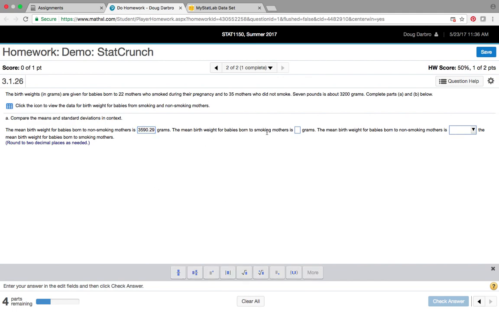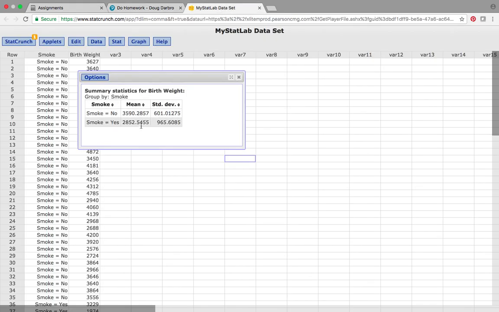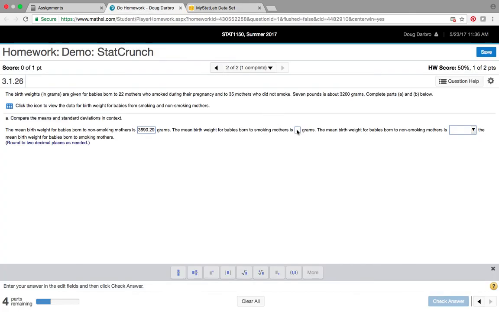The mean birth weight for smoking is 2852.55. The mean birth weight for babies born to non-smoking is what? Well, it's higher, greater than.